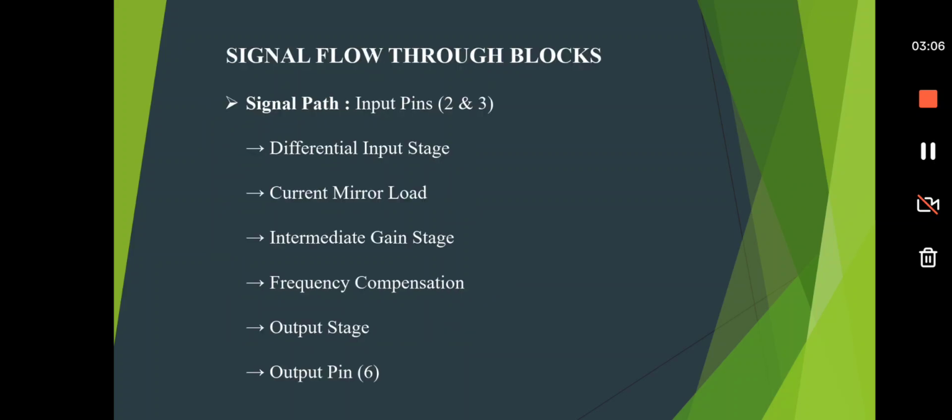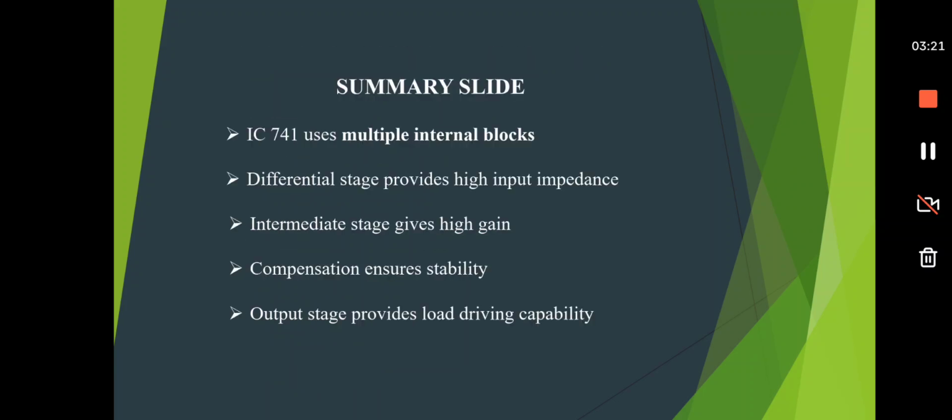Let's trace the signal flow. It enters through the differential stage, passes through the high gain intermediate stages, gets stability from the compensation network, and finally reaches pin 6 via the output stage.